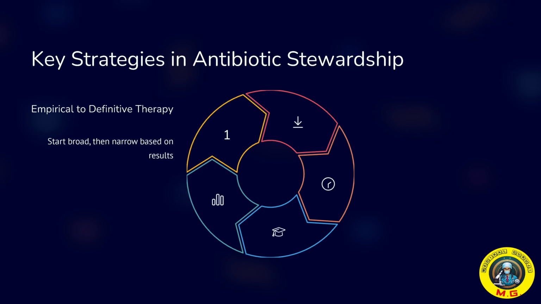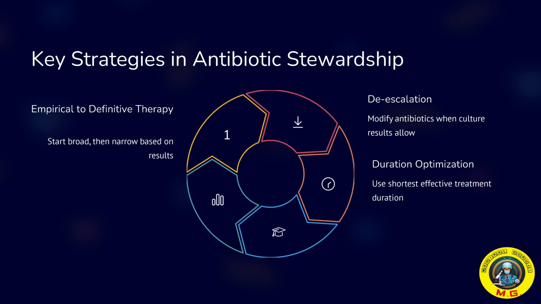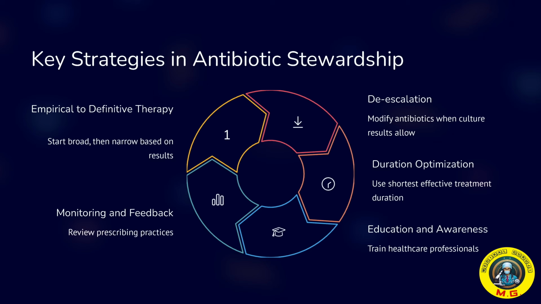Start with broad spectrum if necessary, then switch to narrow spectrum once lab results identify the pathogen. De-escalate, discontinue, or modify antibiotics when culture and sensitivity results allow. Then use evidence-based guidelines to determine the shortest effective treatment duration. Then train the healthcare professionals on the importance of stewardship and provide access to updated guidelines. Use audits to review prescribing practices and provide constructive feedback to prescribers.